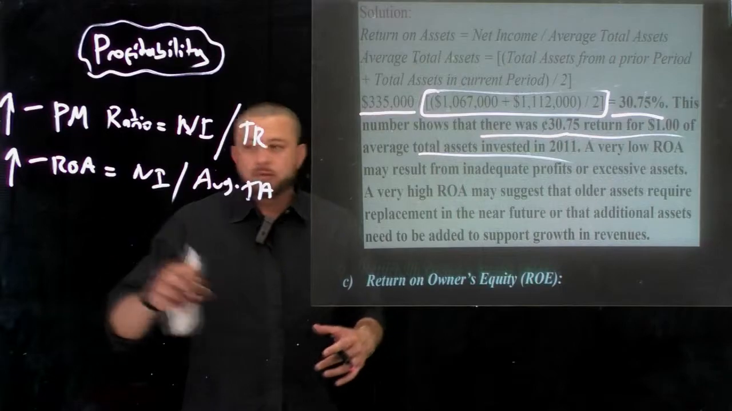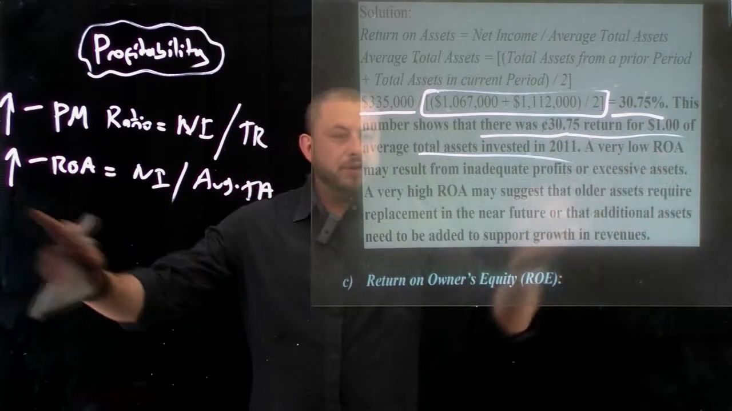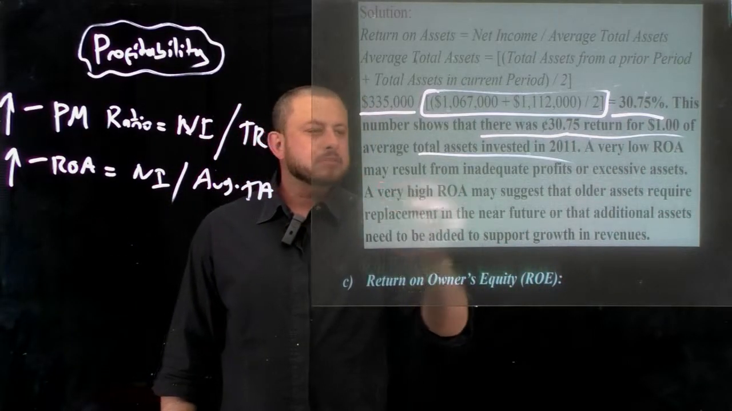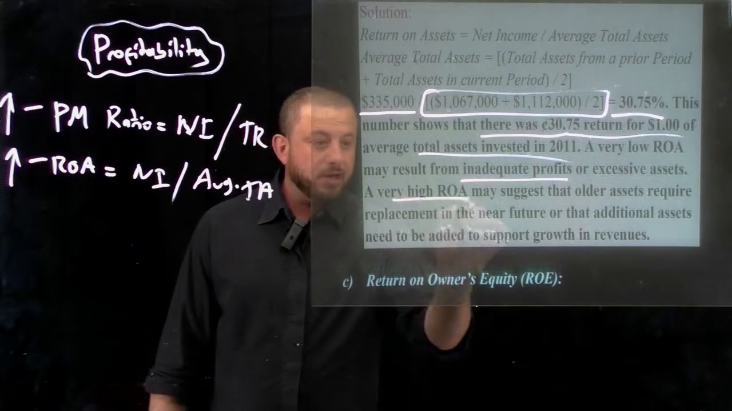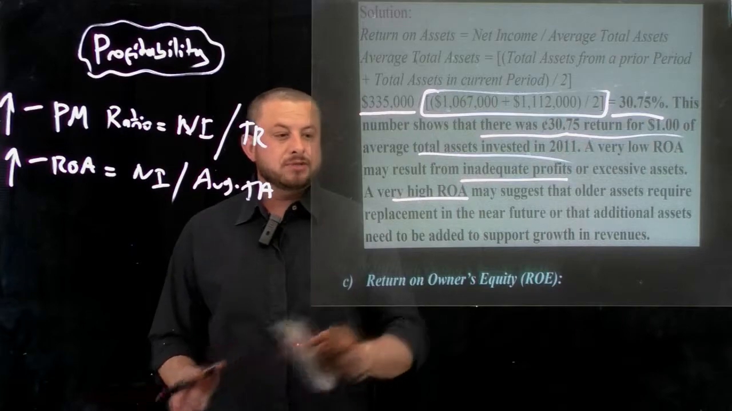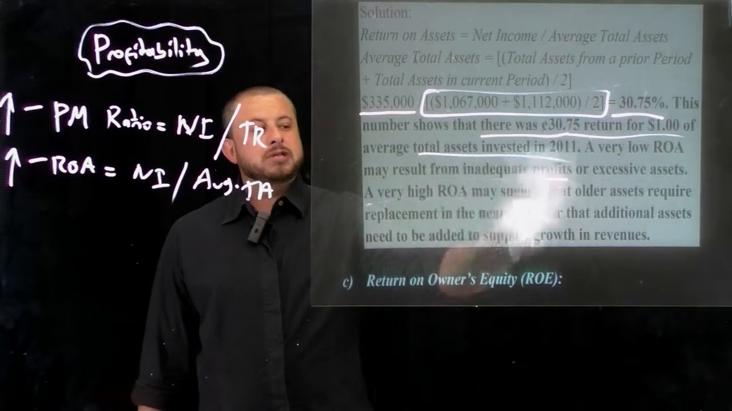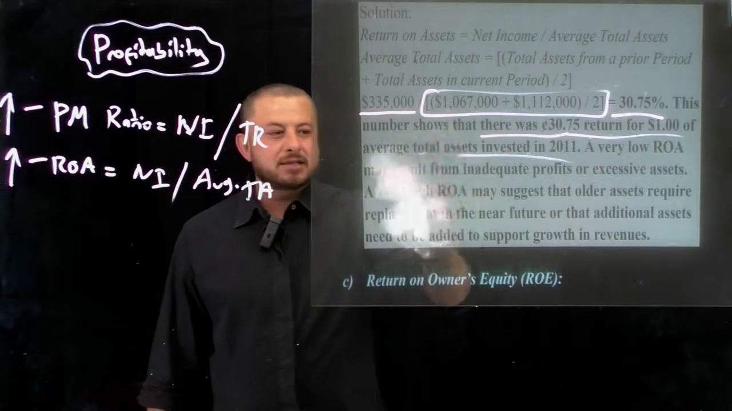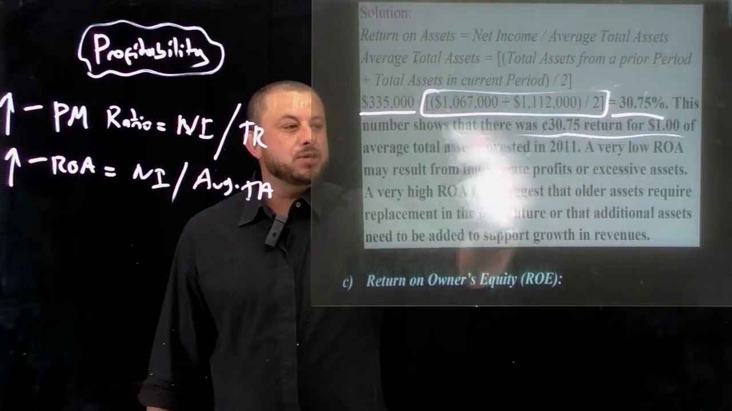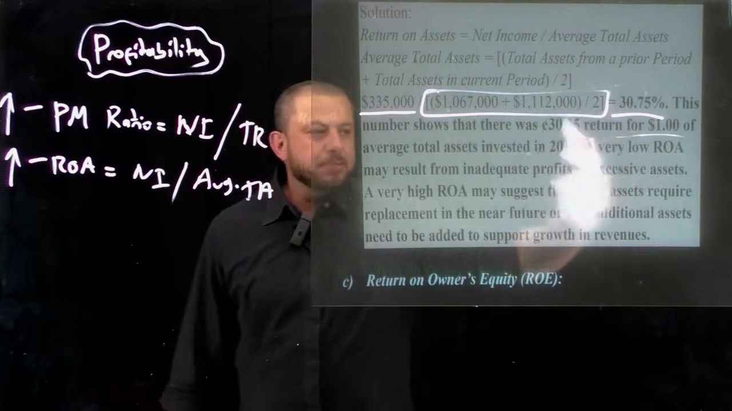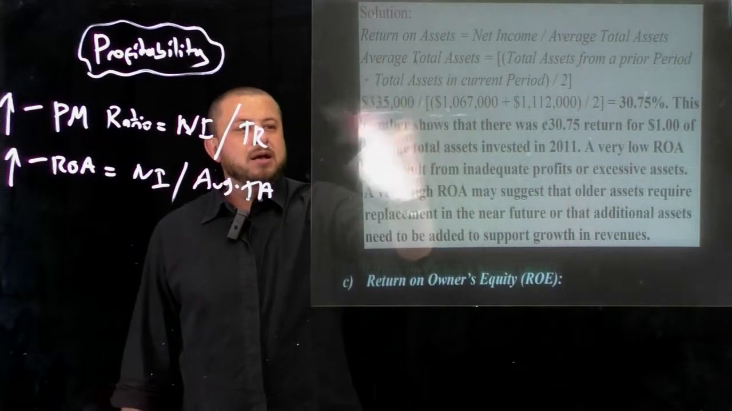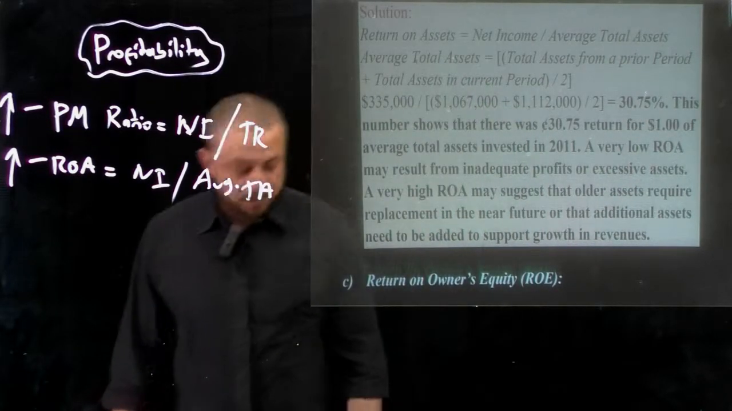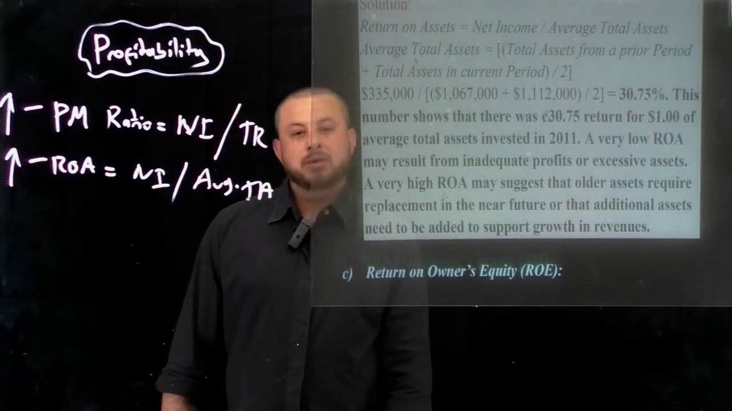But you want this ratio as high as possible, because a very low ROA results in inadequate profits or excessive assets that you're not using. A very high ROA may suggest older assets require replacement. For example, you're using too many non-updated assets in the property, such as simple bed frames, the pool, the meeting space and all that. That's why there are great managerial implications based on this.